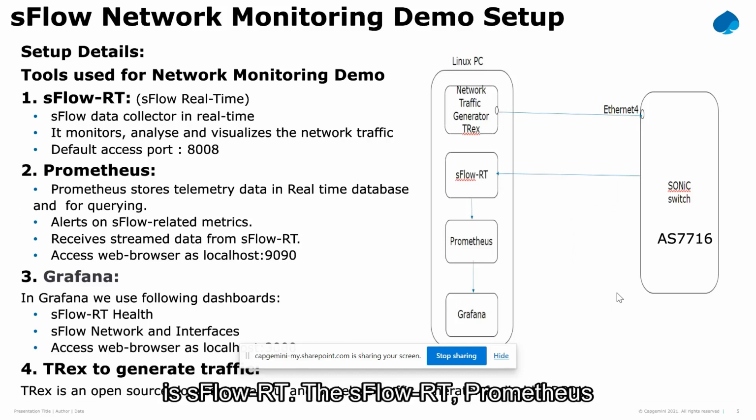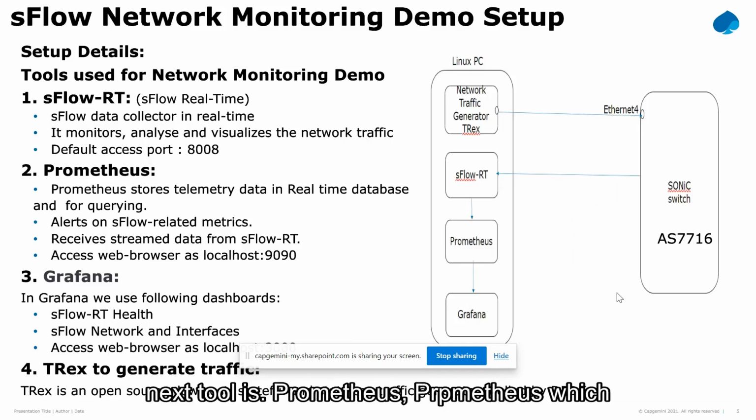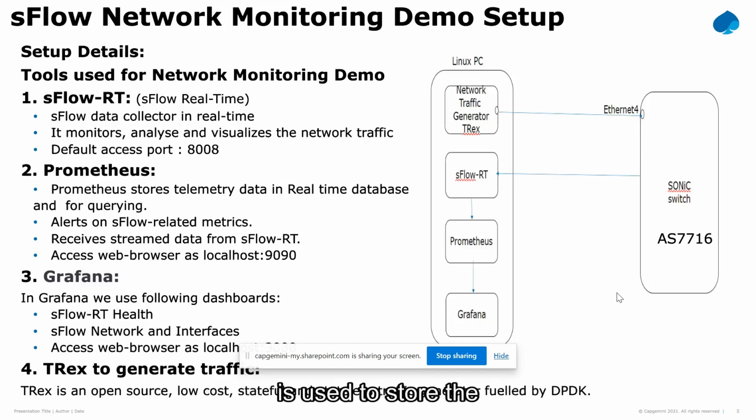Next, sFlow-RT. sFlow-RT, Prometheus, and Grafana are the network monitoring tools, where sFlow-RT collects the data from the network elements, and it monitors, analyzes, and visualizes this network traffic. The next tool is Prometheus. Prometheus is used to store the collected data from sFlow-RT in a real-time database, and the collected data will be in the form of sFlow-RT metrics.